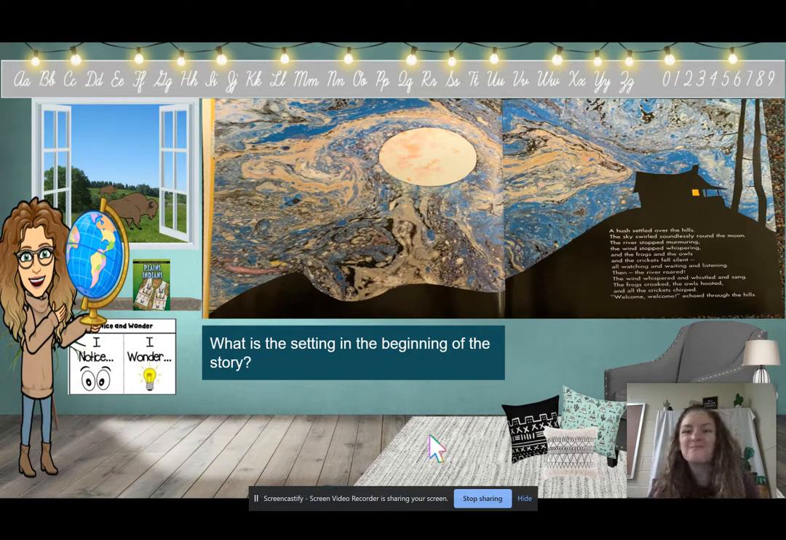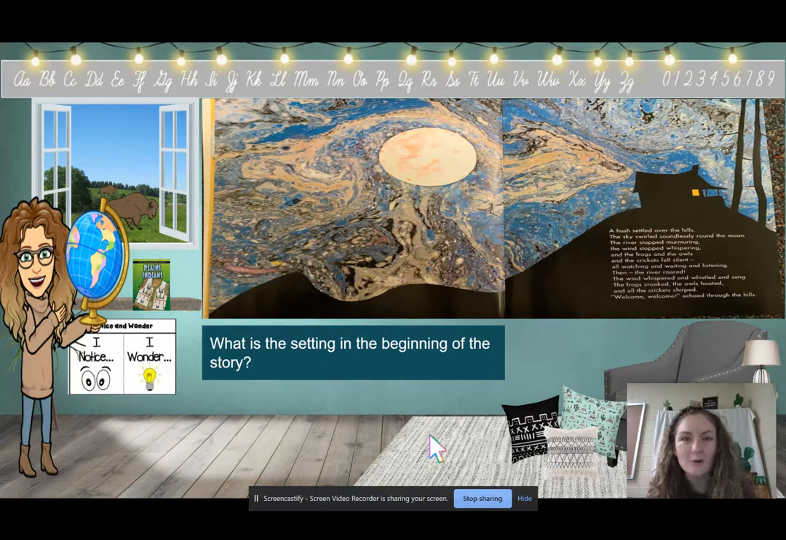Here we go. A hush settled over the hills. The sky swirled soundlessly round the moon. The river stopped murmuring. The wind stopped whispering, and the frogs and the owls and the crickets fell silent, all watching and waiting and listening.